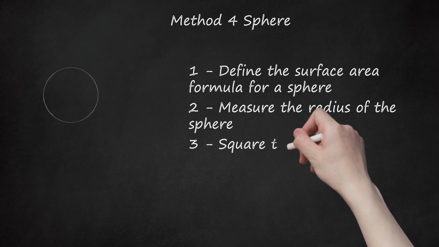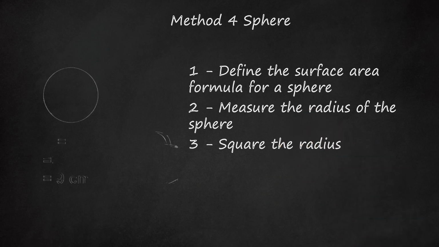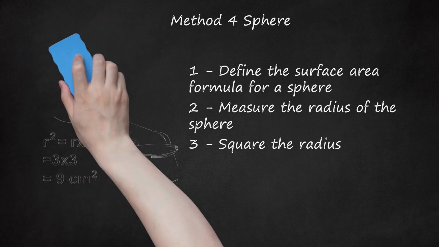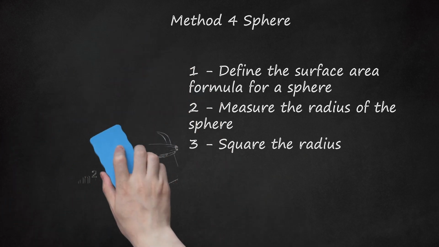3. Square the radius. To square a number, simply multiply it by itself. Multiply the measurement for r by itself. Remember, this formula can be rewritten as SA equals 4 pi * r * r. Example: r² equals r times r, which is 3 times 3 equals 9 square centimeters.